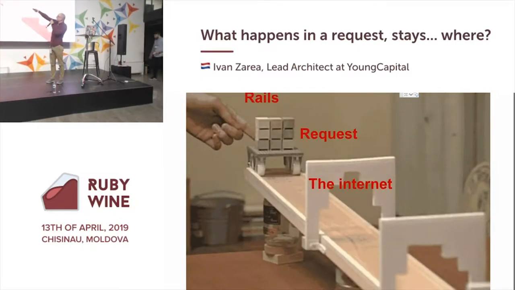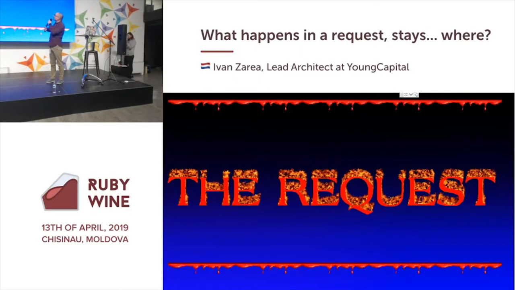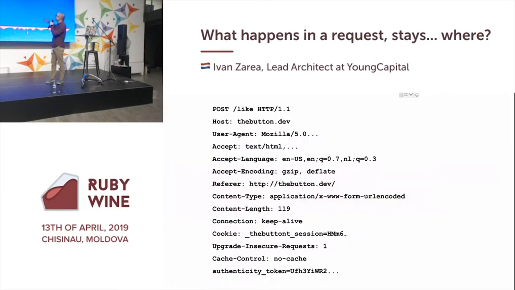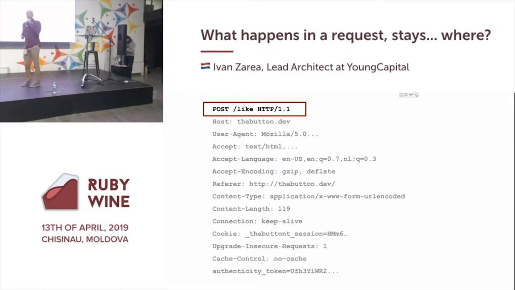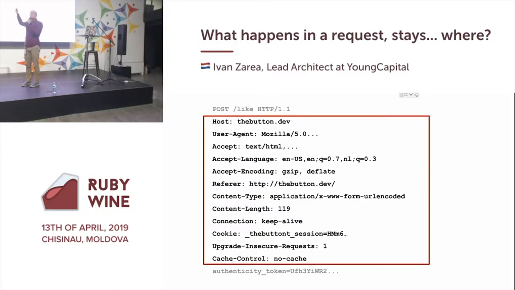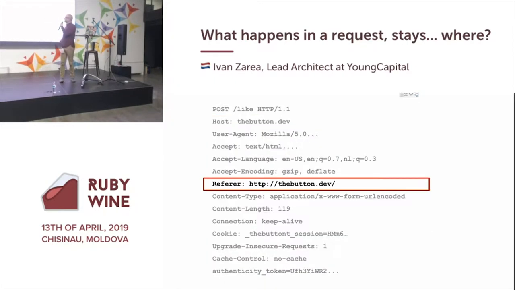So that hand over there is your Rails app, this is the internet, and there's a bunch of stuff in the request. The request looks pretty much like this. It contains a bunch of information that allows your Rails application to understand what things have been done and where and by whom. The request contains the URL, the verb, the HTTP version. It contains a bunch of headers which are used by the Rails application to do all sorts of things. For example, what is the URL of the page where this request has originated?